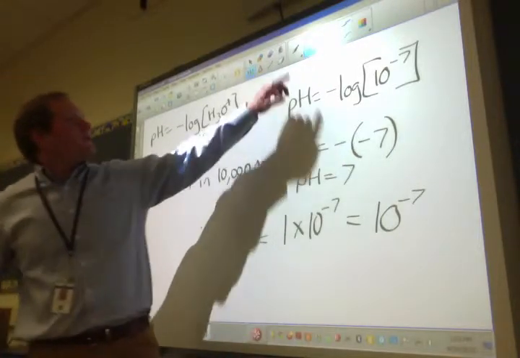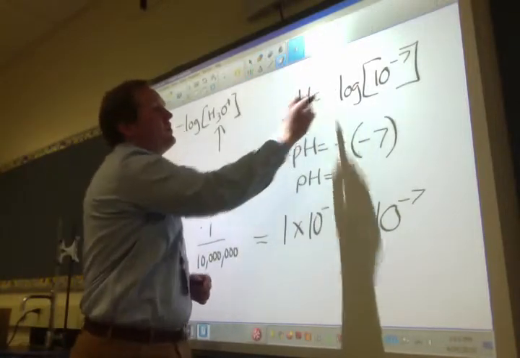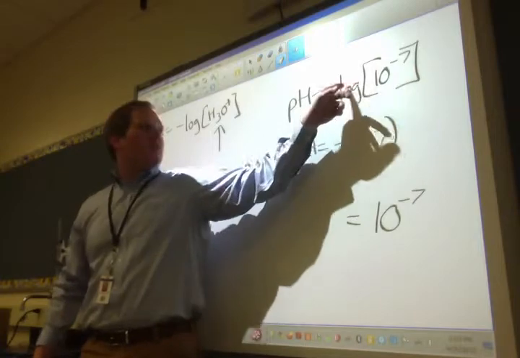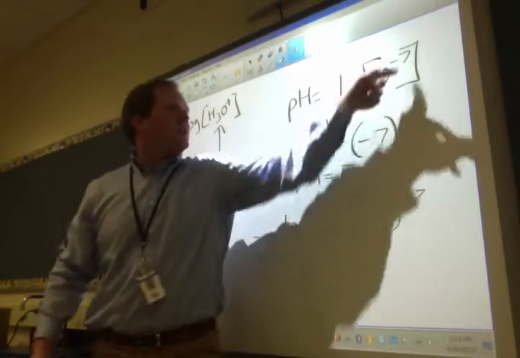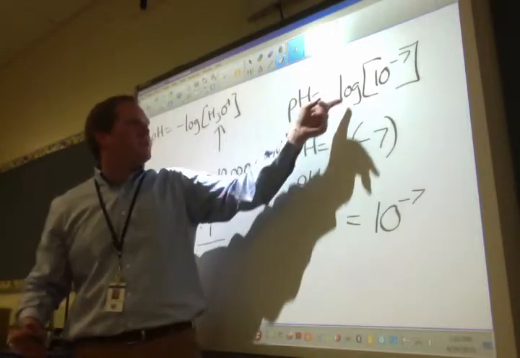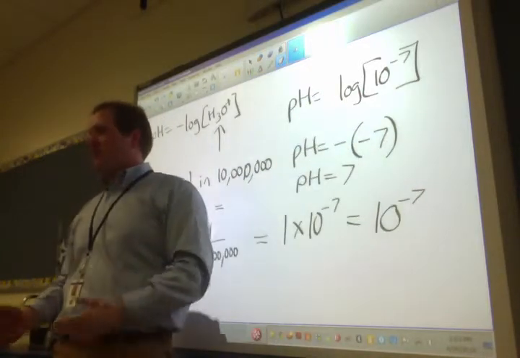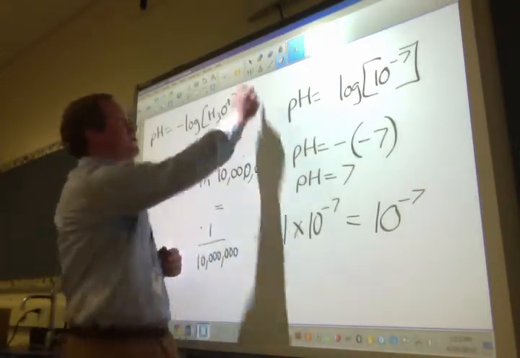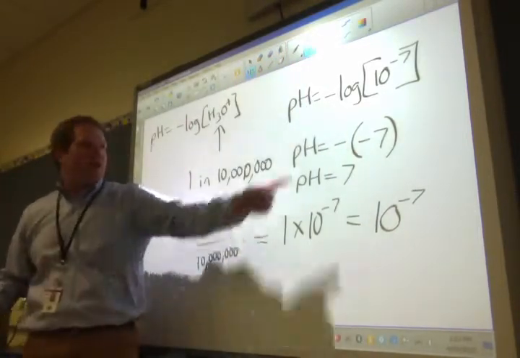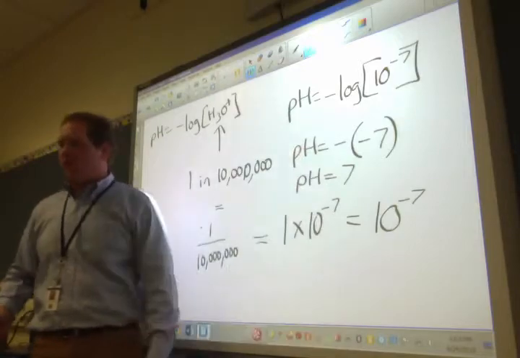What I mean by this is, look, if pH just equaled the log of 10 to the negative 7, what is this? 10 to the what power gives you 10 to the negative 7? Negative 7. So this would mean pH equals negative 7. Well, negative 7 doesn't really work for pH. So pH equals negative log. So we just take the number we get, switch it to a positive, that's our pH.